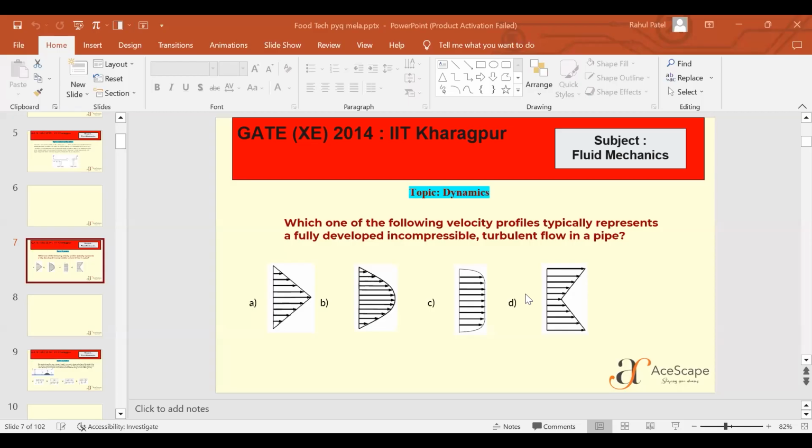Guys, can you see the screen? Yes, Roshan, your screen is visible. Okay.